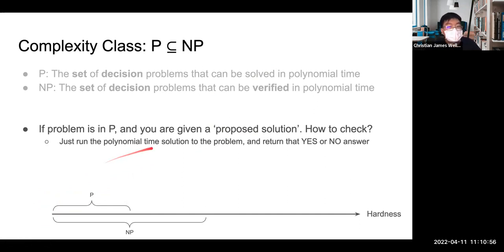Because if we are given a yes instance, that means there should exist a solution. And the polynomial time solution can tell us that, "Hey, I have a solution for you," without even checking what the proposed solution is. Thus every problem in P is also in NP by this argument. So this is the rough argument for why all problems in P are also in NP.